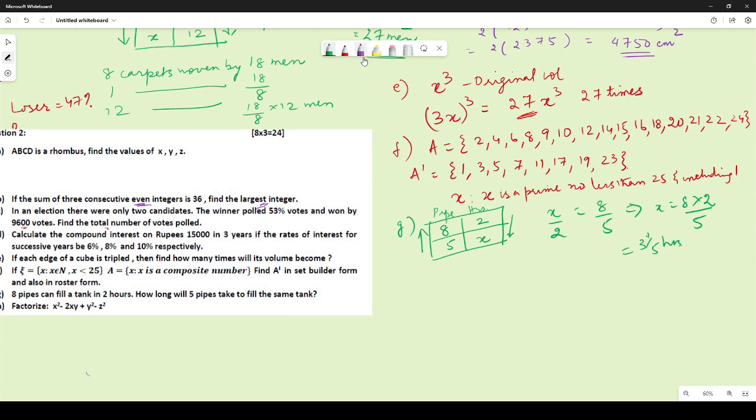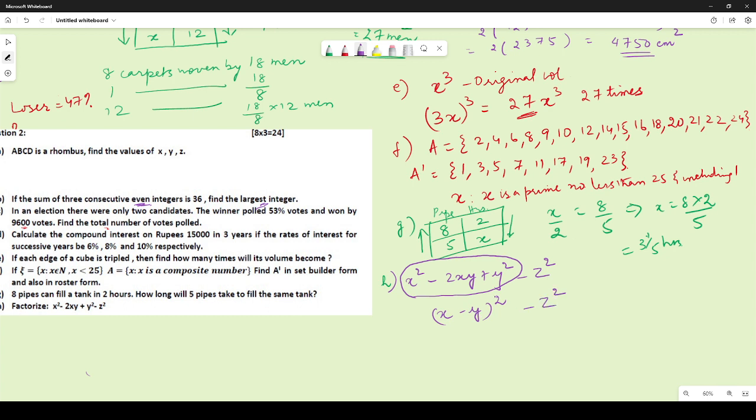Now over here, the last question in this segment was: factorize x square minus 2xy plus y square minus z square. If you look at this, you can see that x square minus 2xy plus y square is a perfect square trinomial. So this is (x minus y) whole square minus z square.